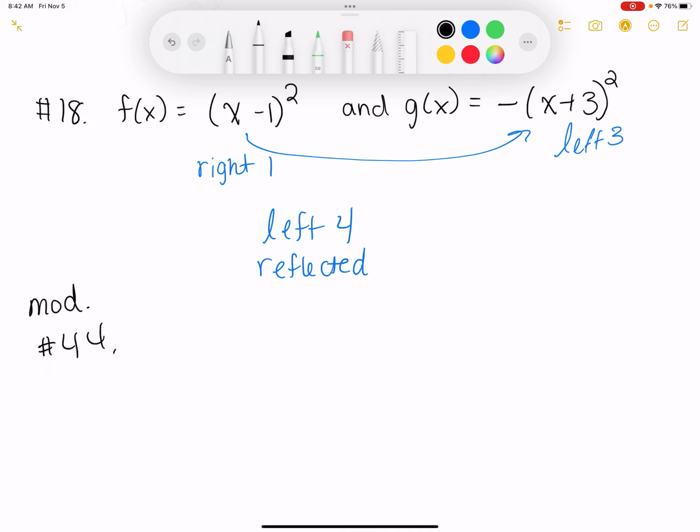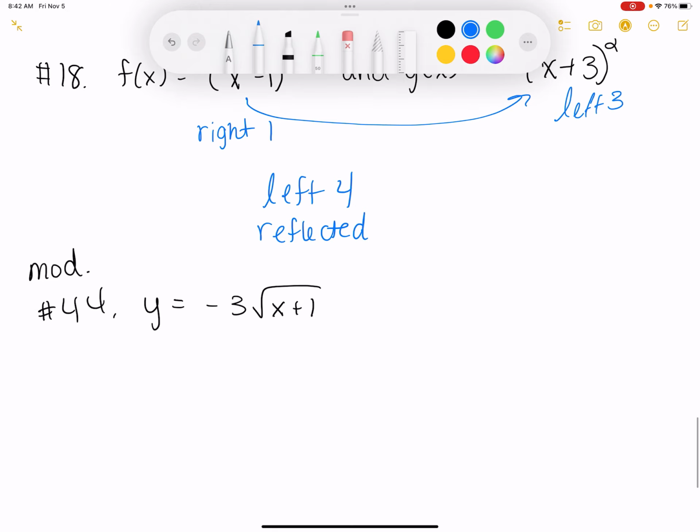So 44: y is equal to negative 3 times the square root of x plus 1. Oh, we jumped from 18 to 44. Yep. So y'all can do the ones in between if you want. Give me a minute. Reflected. It is being stretched and left one. Does everybody agree with her? All right.